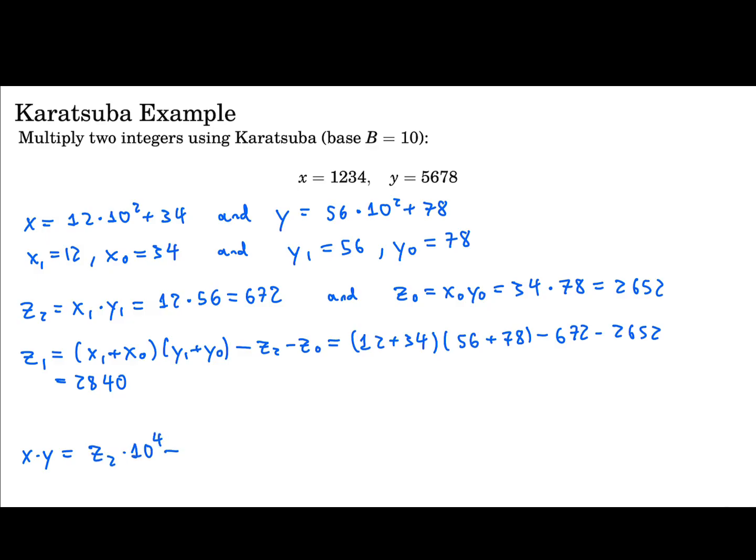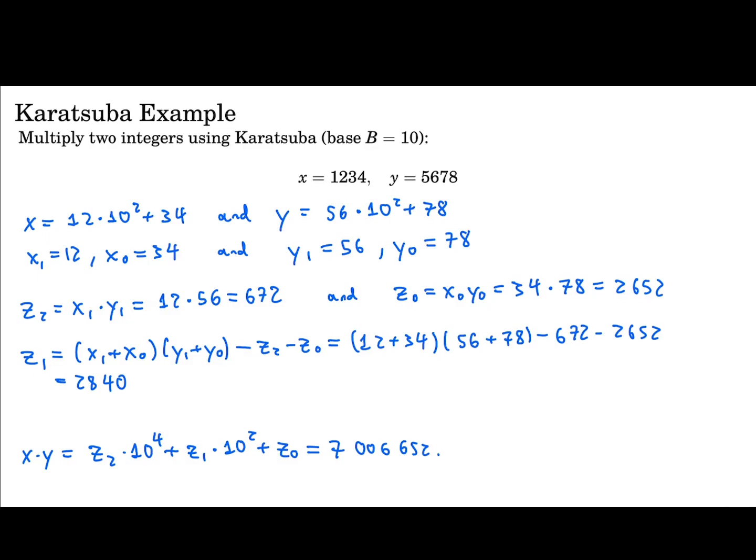And what Karatsuba says is that your answer, x times y, is just going to be z2 times 10 to the 4 plus z1 times 10 squared plus z0. And so if you just replace z1, z2, and z0 and do the operations, this will give you 7,006,652.